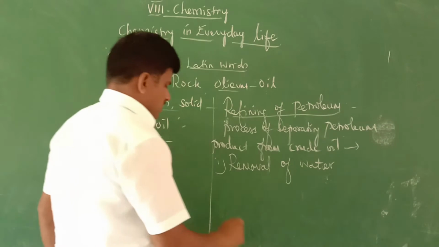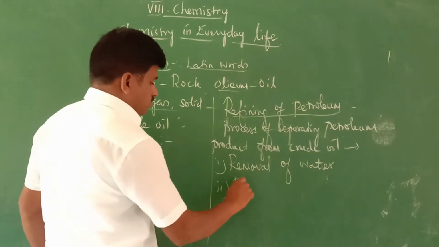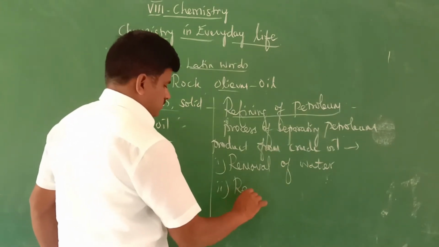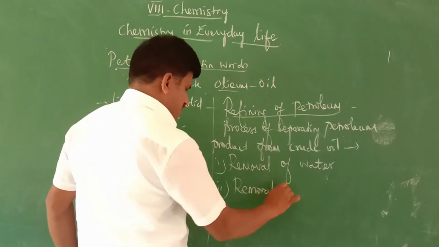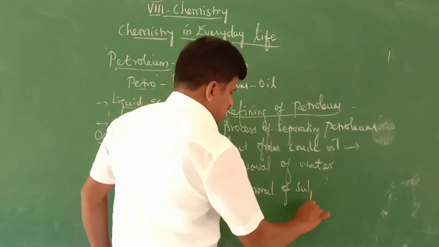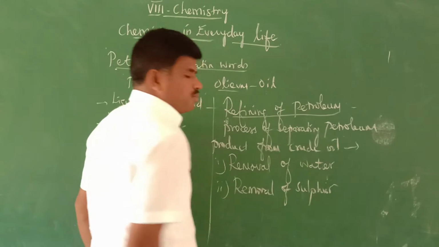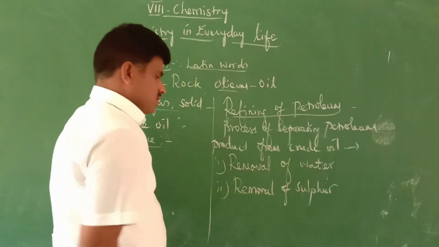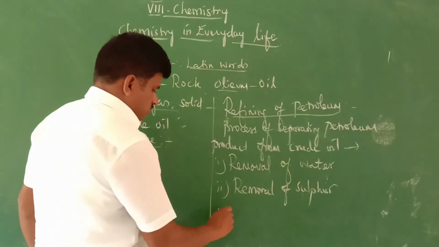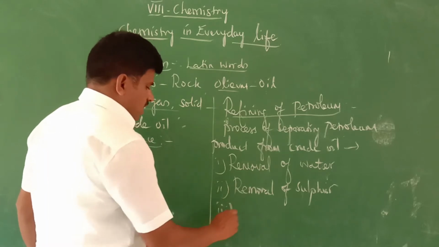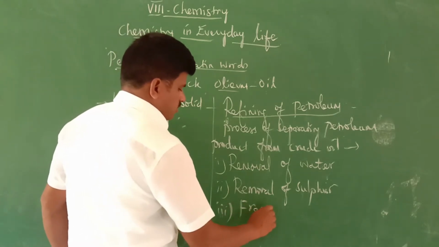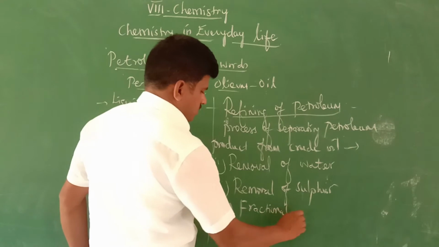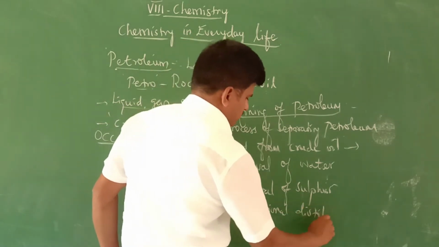This is the first step. Second step is removal of sulfur compounds. Then third one is fractional distillation. This is important: fractional distillation.